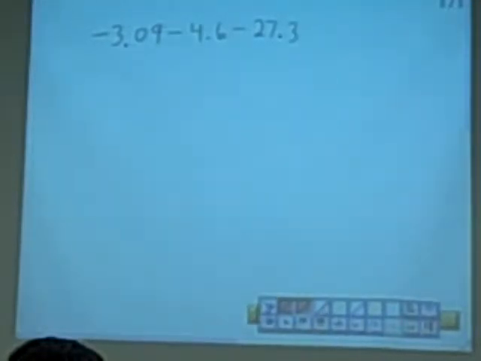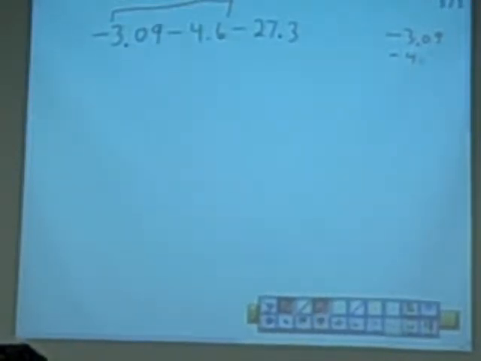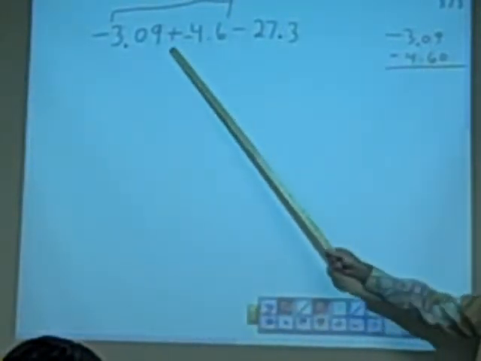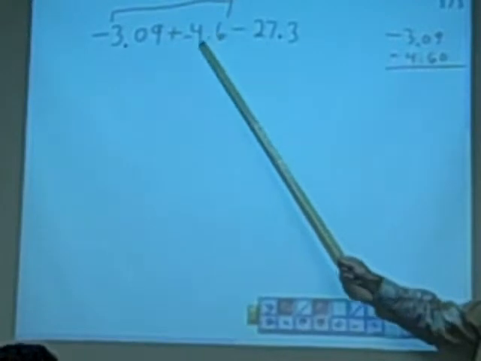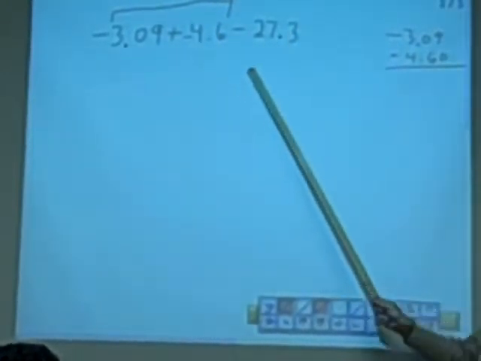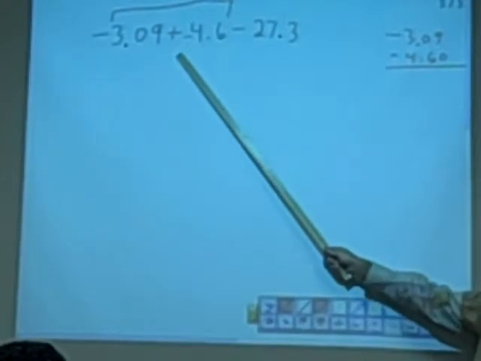Okay, let's start with the first two. Here we got a negative 3.09 and a negative 4.6, and what are we doing, adding or subtracting here? Did you do the reverse? Well, you're starting out subtracting, but usually you change it in the next step. Yeah, that's right. You're gonna make that minus sign a plus, right? Change the sign of the next term only. Not after here, but just this next one. So you're actually doing what? Adding or subtracting?